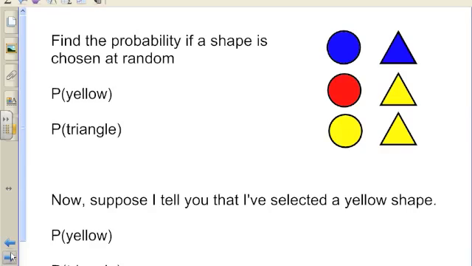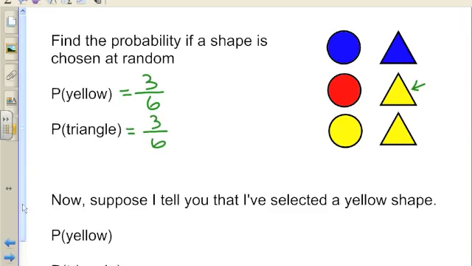Probability. I did change the picture, just a little bit. Notice I changed this triangle to be yellow, just to switch it up. So probability I choose a yellow shape? Well, there are now 3 yellow shapes out of 6. So probability I choose a triangle, 3 out of 6. Okay.